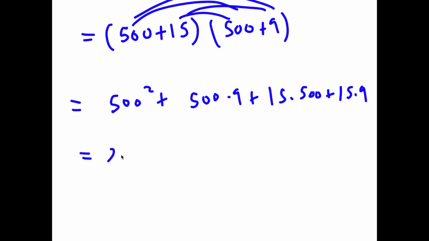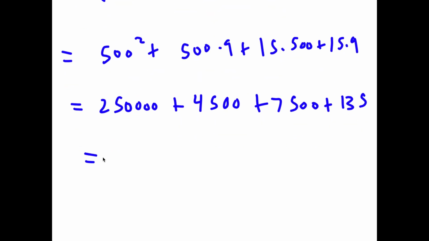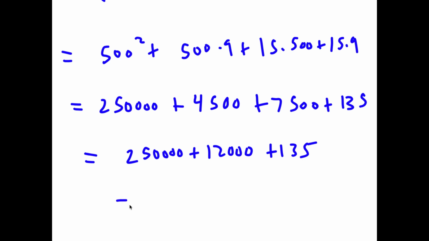So first off, 500 squared, that's 250,000, plus 500 times 9, that's going to be 4,500, plus 15 times 500, that's going to be 7,500, and plus 15 times 9, that's going to be 135. Now, 4,500 plus 7,500, that's 12,000. So I have 250,000 plus 12,000 plus 135, which is equal to 262,135.